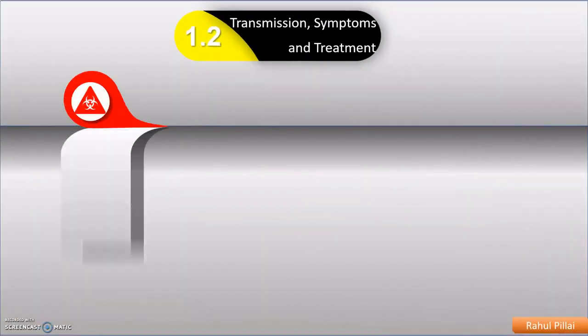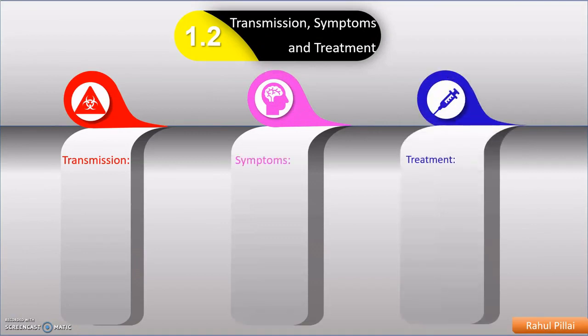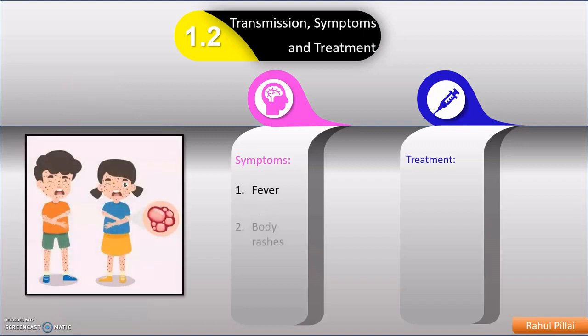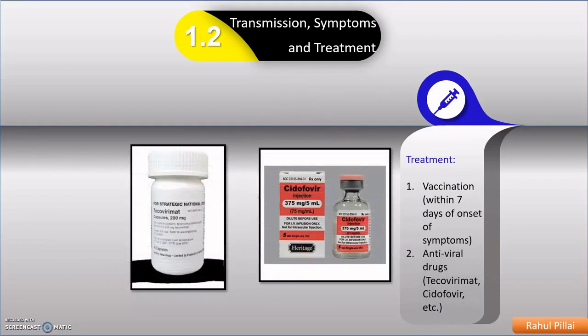Let us now understand the transmission, symptoms, and treatment available for smallpox. Smallpox is a highly contagious disease that spreads via person-to-person contact, fomites, etc. Symptoms include fever, body rashes, and pustular scabs. Treatment includes vaccination, provided it is taken within 7 days of onset of symptoms, and antiviral drugs such as tecovirimat, cidofovir, which are especially designed for smallpox, are also available.